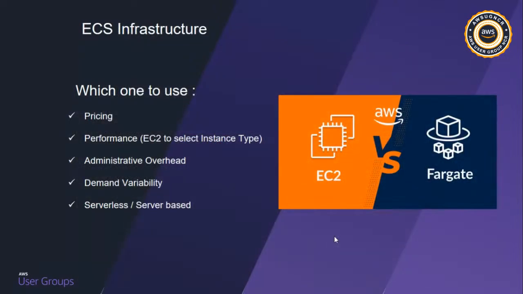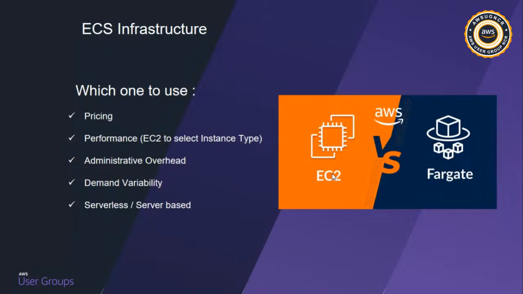Between the ECS infrastructure, which is EC2 based, or serverless, which is Fargate, which one to use? It depends. Various criteria are listed here that you can choose from. It is based on pricing, because in case of EC2 you will be paying a per-hour cost, while in case of Fargate, which is serverless, it is the traditional serverless pricing model where you pay for the duration your application is actually getting executed.